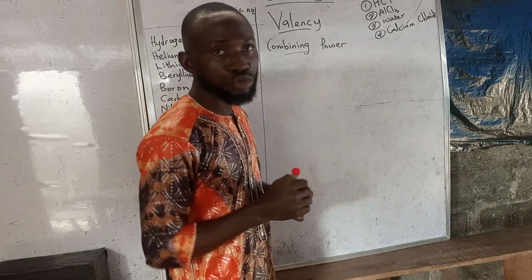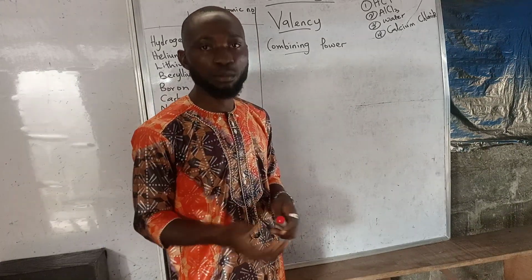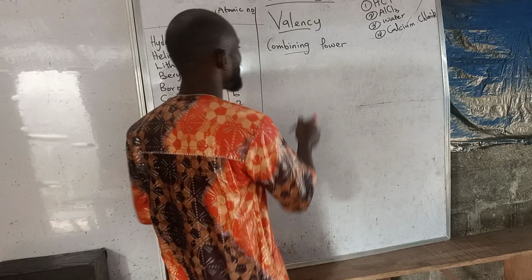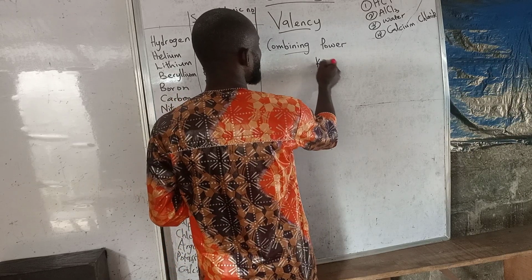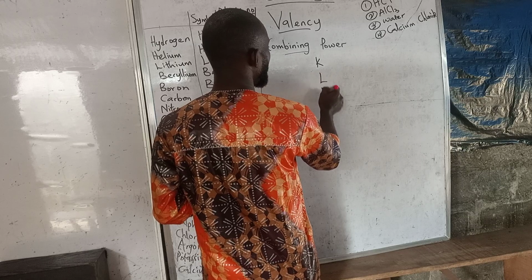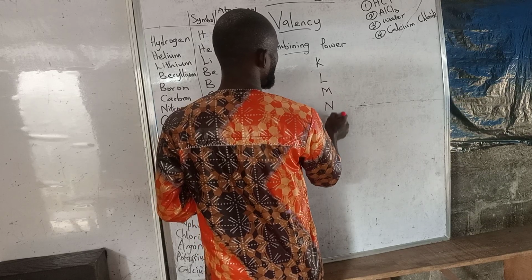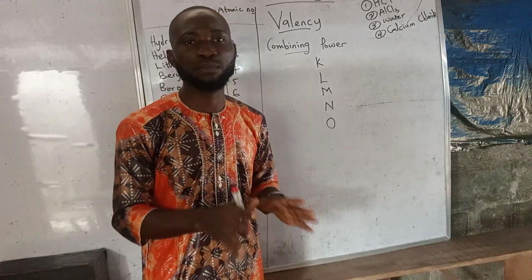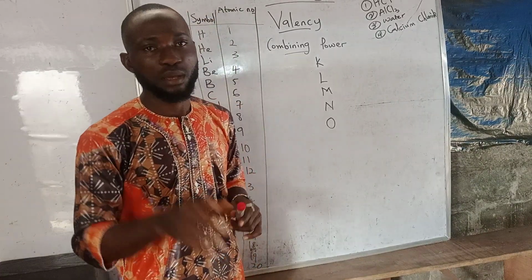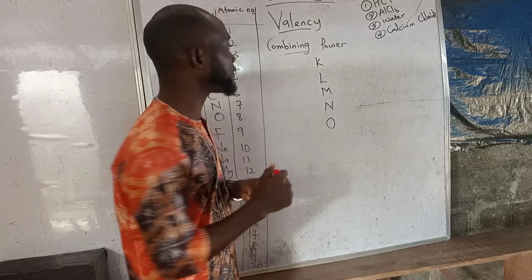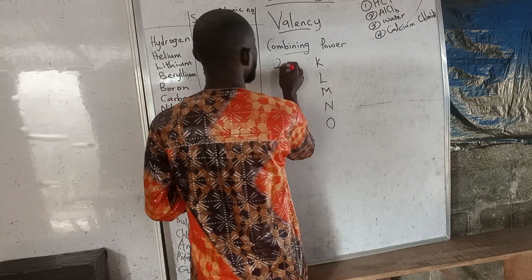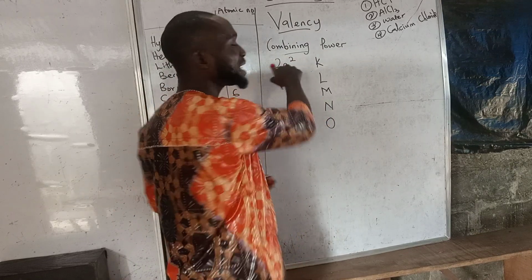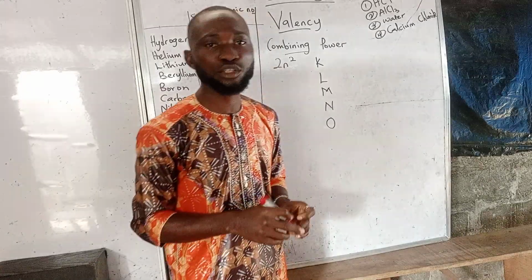According to Hund's rule, it stated that all the shells, starting from K, L, M, N, O, and so on, have a maximum number of electrons that they contain. But if you want to know this, you have to remember the formula, which is 2n raised to the power of 2, where this n is what we call the principal quantum number.